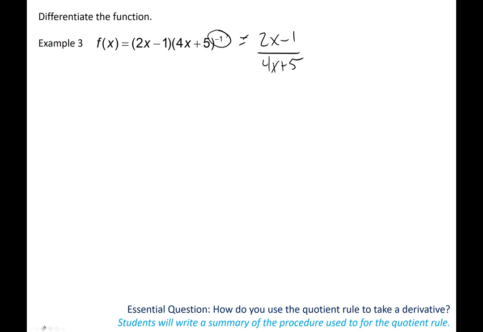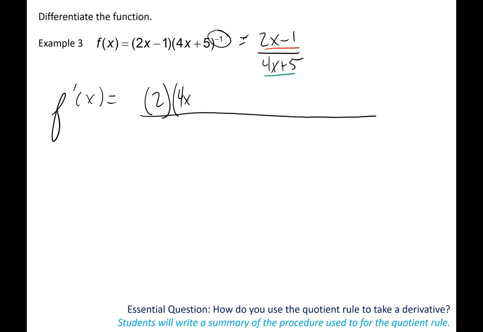All right, what's my red function? 2x minus 1. Good. So underlining 2x minus 1 in red. And then what's my green function? 4x plus 5. Good. All right, so f prime of x equals. I know I'm using quotient rule, so I get out my big fraction bar. All right, derivative of the red is what? 2. Good. And then green original 4x plus 5. What operation? Subtraction. Okay, keep the red the way it is. What's the derivative of the green? 4. And then take the green and do what to it? Square it.